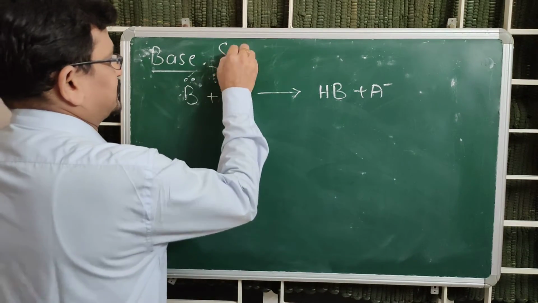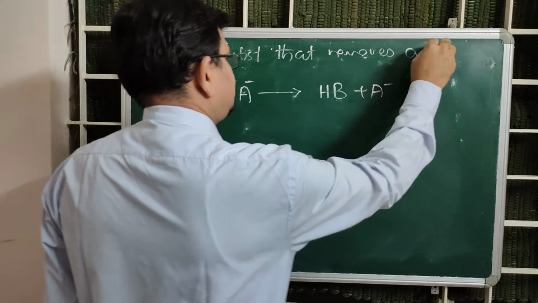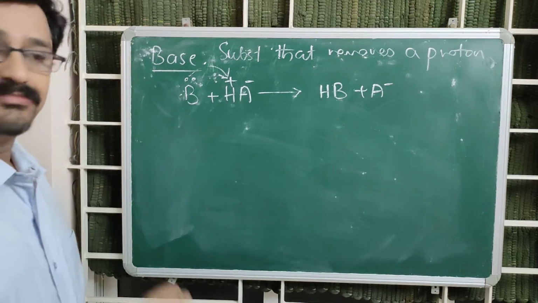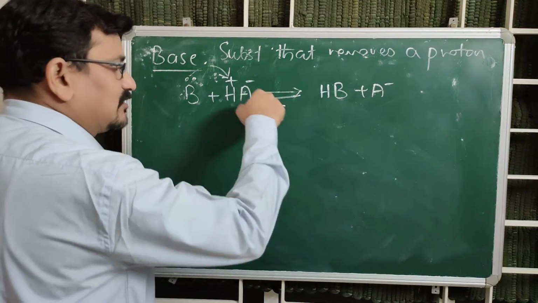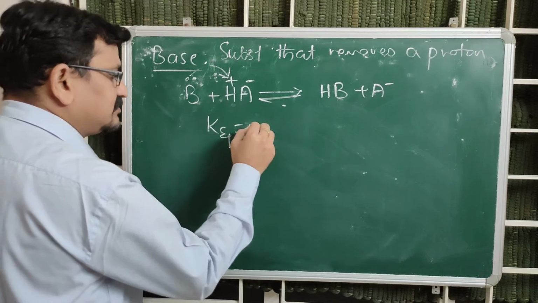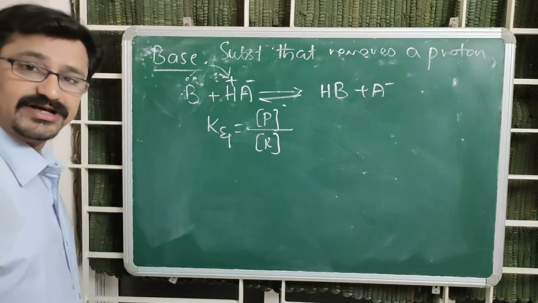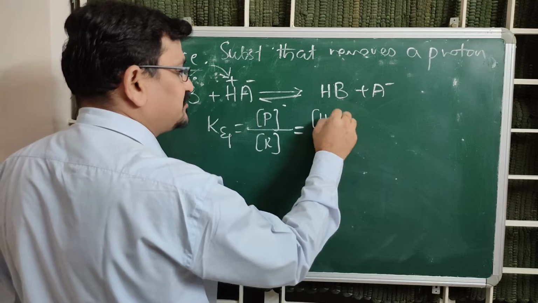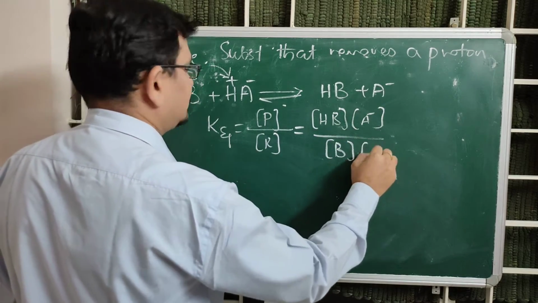A base is a substance that removes a proton. Now, you can notice an equilibrium reaction here, for which we can generate an equilibrium constant, which is nothing but the ratio of concentration of products to that of reactants. For this equilibrium reaction, we can write it as concentration of HB into that of A minus, divided by concentration of B and concentration of HA.